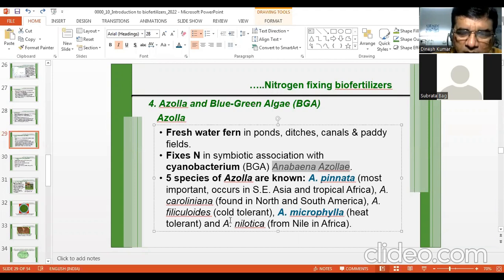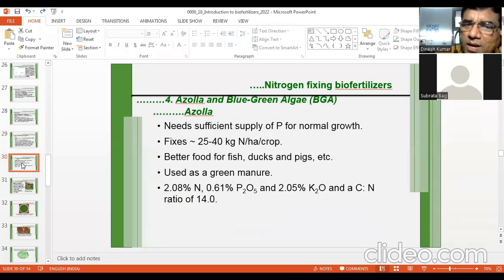A. filiculoides is cold tolerant, in temperate areas. A. microphylla is heat tolerant, and A. nilotica is from the Nile in Africa. In India, mostly people use A. pinnata, and A. microphylla are important. And Azolla requires a sufficient supply of phosphorus for normal growth. This is very important. For it, nitrogen is supplied by blue-green algae, but Azolla requires phosphorus from the soil.